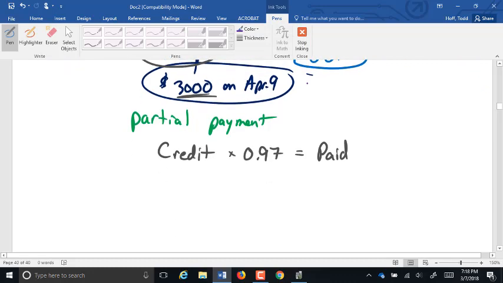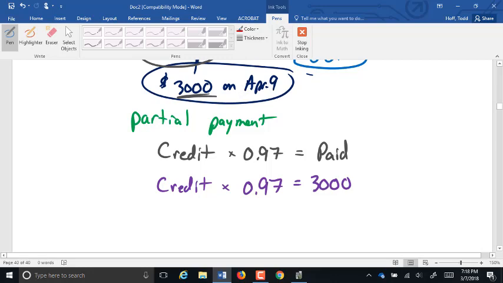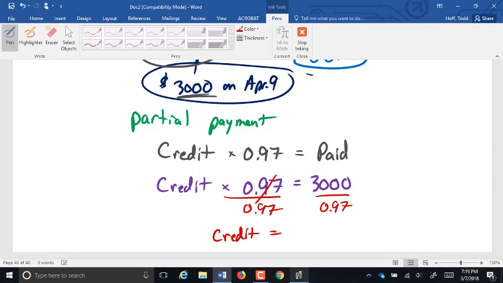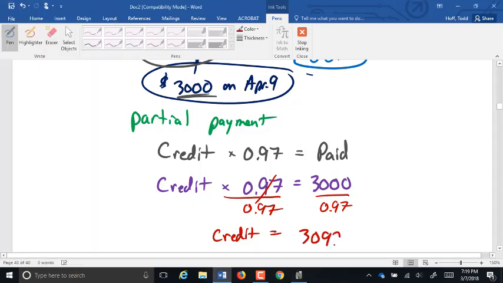So if there is a $3,000 payment, that goes in here for the amount paid. To find the amount that is credited to the account, what are we going to do? Well, we're going to solve this equation. We have to get rid of the 0.97 by dividing by 0.97. So the credit to that account will be 3,000 divided by 0.97. So $3,092.78.